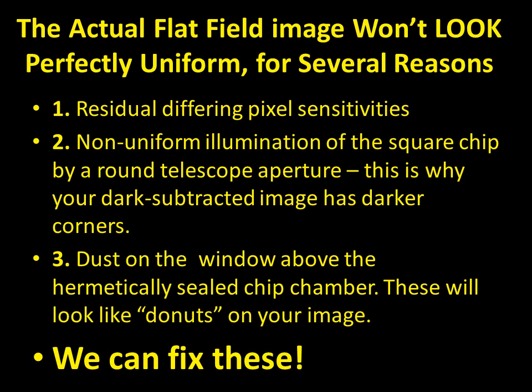Because you have a square chip and a round telescope, the illumination is different in such a way that the corners are darker. So when you look at your image, you're going to notice that the sky where the corners are is going to look darker than the sky near the center of the image. And that's an artifact of the fact that you haven't done a flat field correction yet.